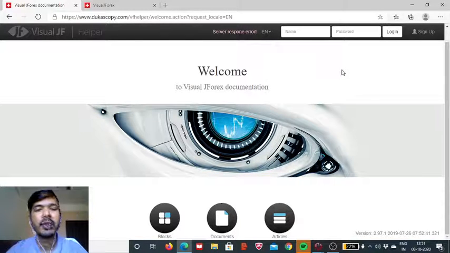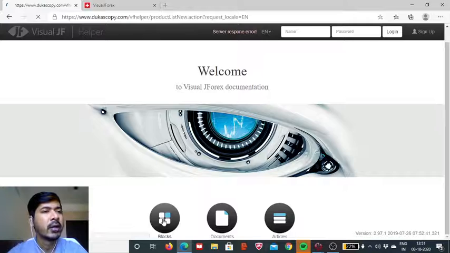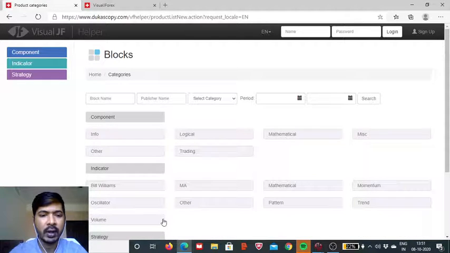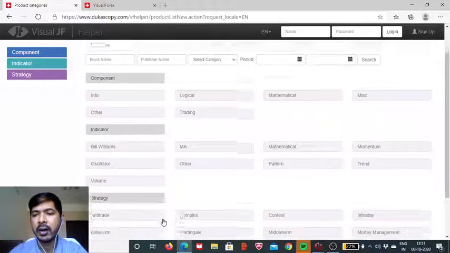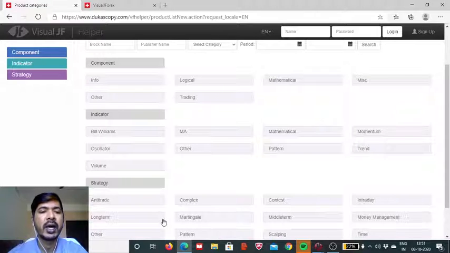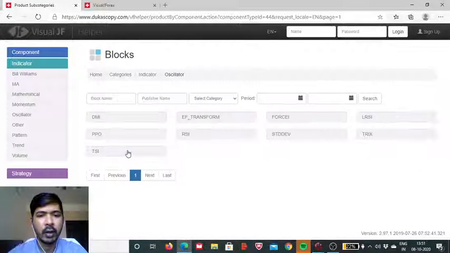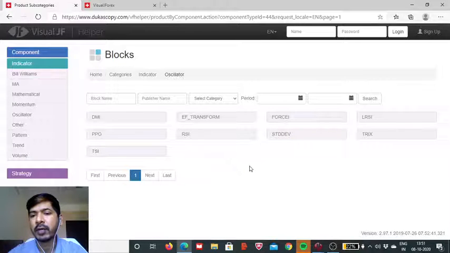Myself Vaibhav. In today's session of Visual JForex, we are going to take a look at the interesting indicator named standard deviation. This is a statistical indicator, and it is part of the oscillator series in which we have seen some interesting indicators so far. And today we will see the standard deviation and how we can utilize this indicator to develop automated trading algorithms using the Visual JForex platform.